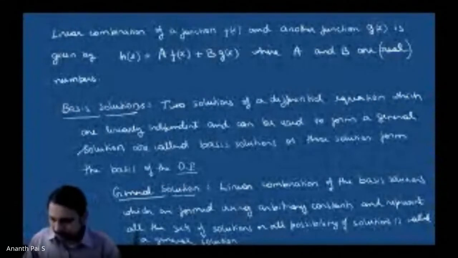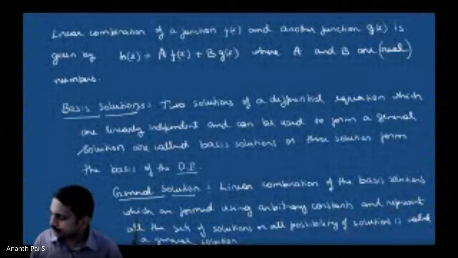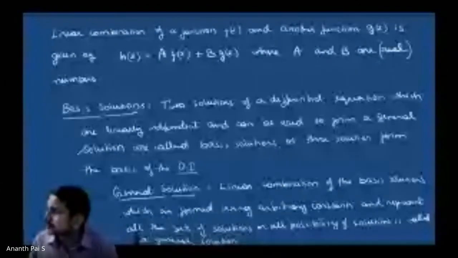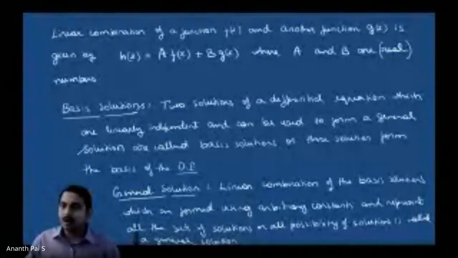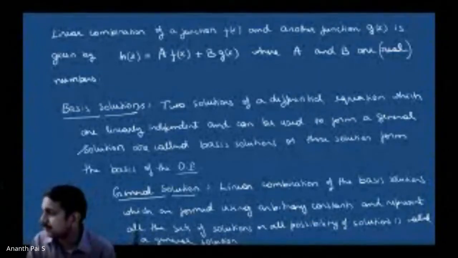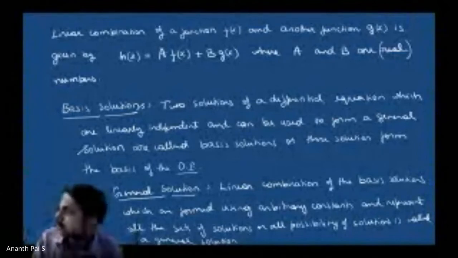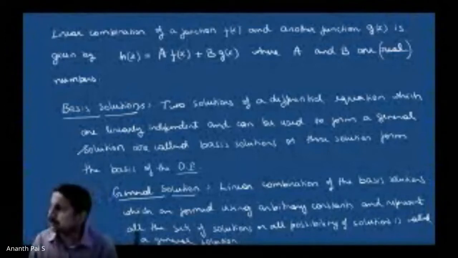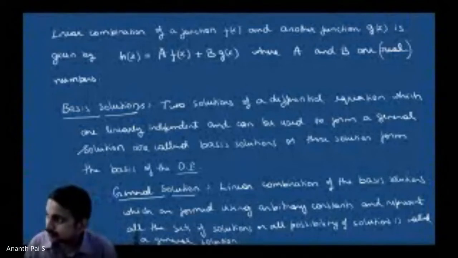I hope you have written this down. Please write. I'll give you everything. I'll say next, particular solution, and then I will give you all the things combined together with the example which I have done, y double dash minus y is equal to 0. I will tell you what is meant by general solution, particular solution, and basis solutions, and we will see this, because this has to be understood first.